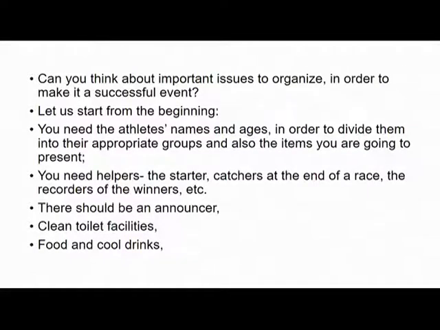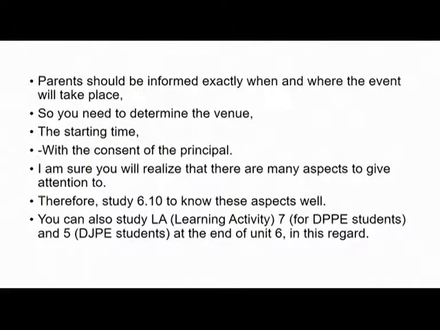You need the athletes' names and ages in order to divide them in their appropriate groups and also the items you're going to present. You need helpers, the starter, the catchers at the end of the race, the recorders of the winners, etc. There should be an announcer, clean toilet facilities, food and cool drinks. Parents should be informed. So you need to determine the venue, the starting time, all with the consent of the principal.